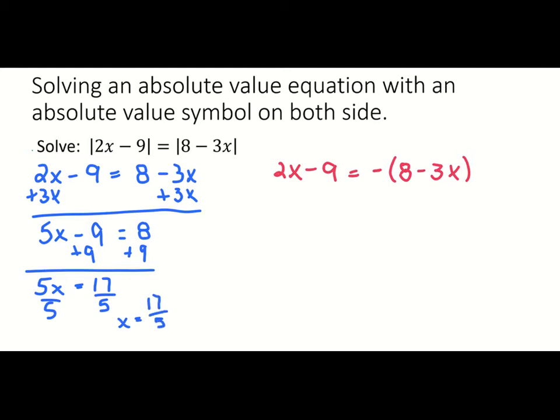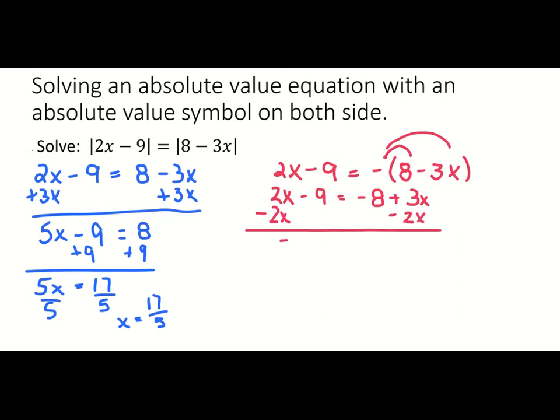And then for the second one, let's distribute our negative. So we have 2x minus 9 equals negative 8 plus 3x. So now, so I can keep my signs as positive as I can, I'm going to subtract 2x from both sides. So I end up with negative 9 equals negative 8 plus x. Add 8 to both sides.